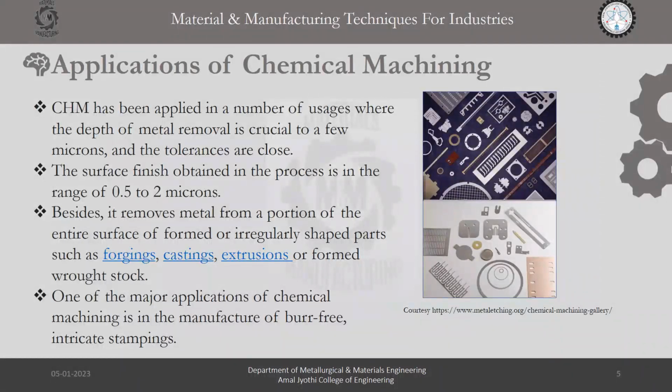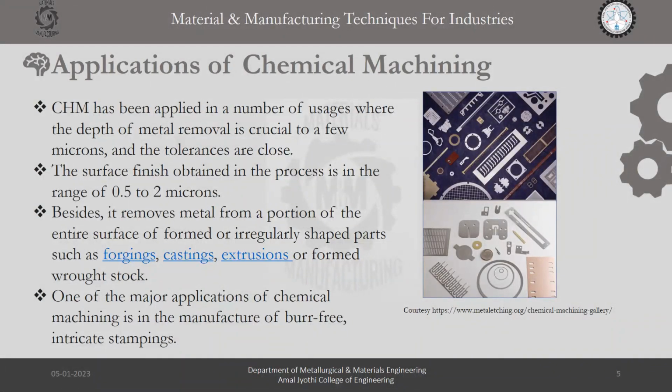Now it's the applications of chemical machining. Chemical machining is applied in a number of usages where the depth of metal removal is crucial, up to a few microns. It can achieve machining in a very precise manner, and the surface finish obtained in this process is in the range of 0.5 to 2 microns, which is impossible to achieve by other methods.